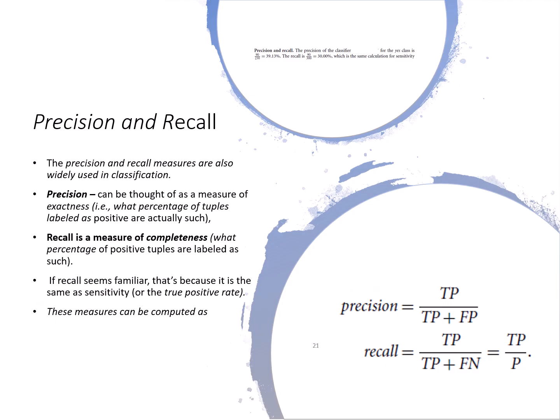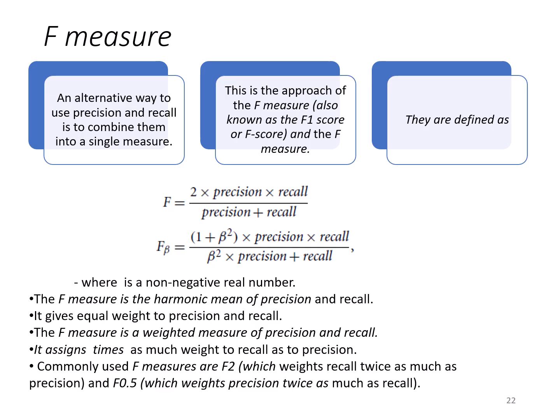These measures can be computed as precision equals TP divided by TP plus FP, and recall equals TP divided by TP plus FN. Alternatively, another way to use precision and recall is to combine them into a single measure, and this is the approach of the F measure. It is defined as F equals 2 times precision times recall divided by precision plus recall. The F measure is a harmonic mean of precision and recall.